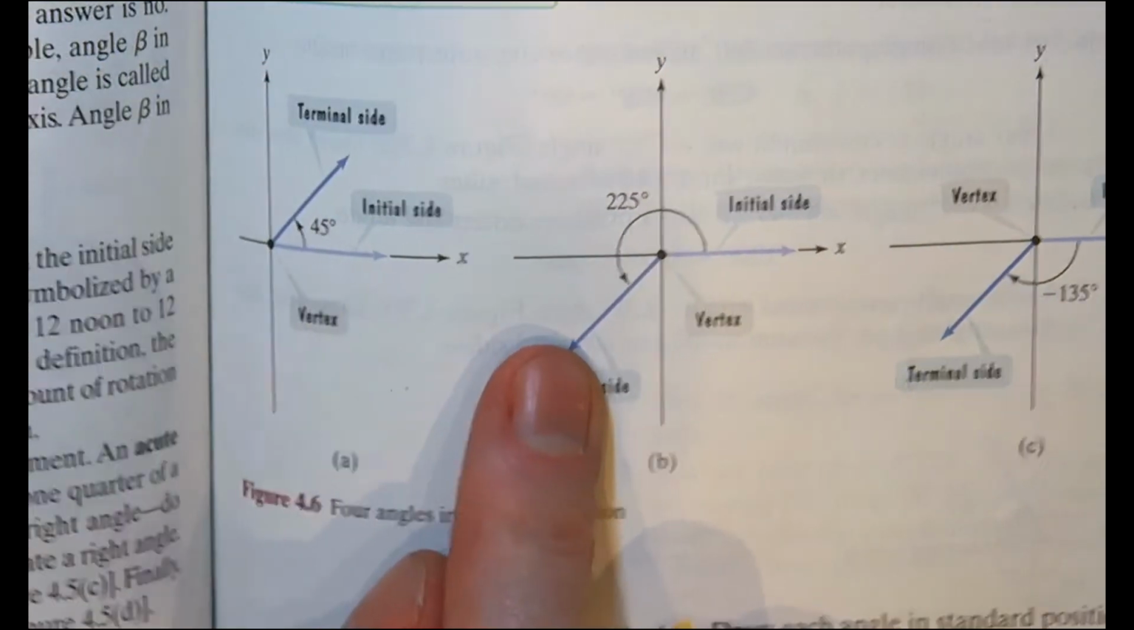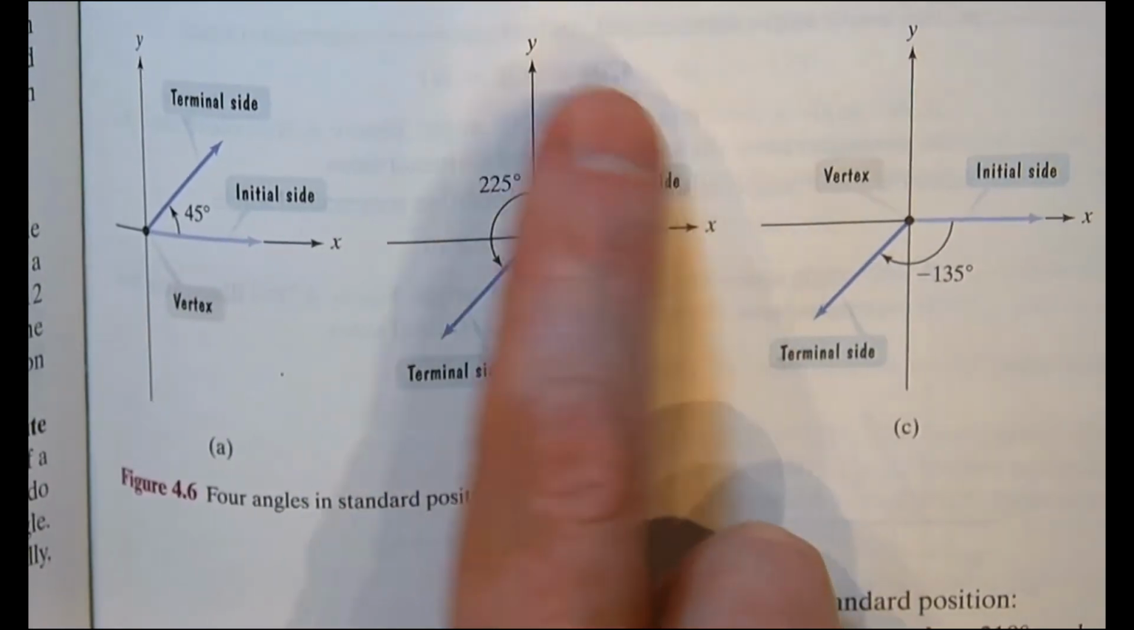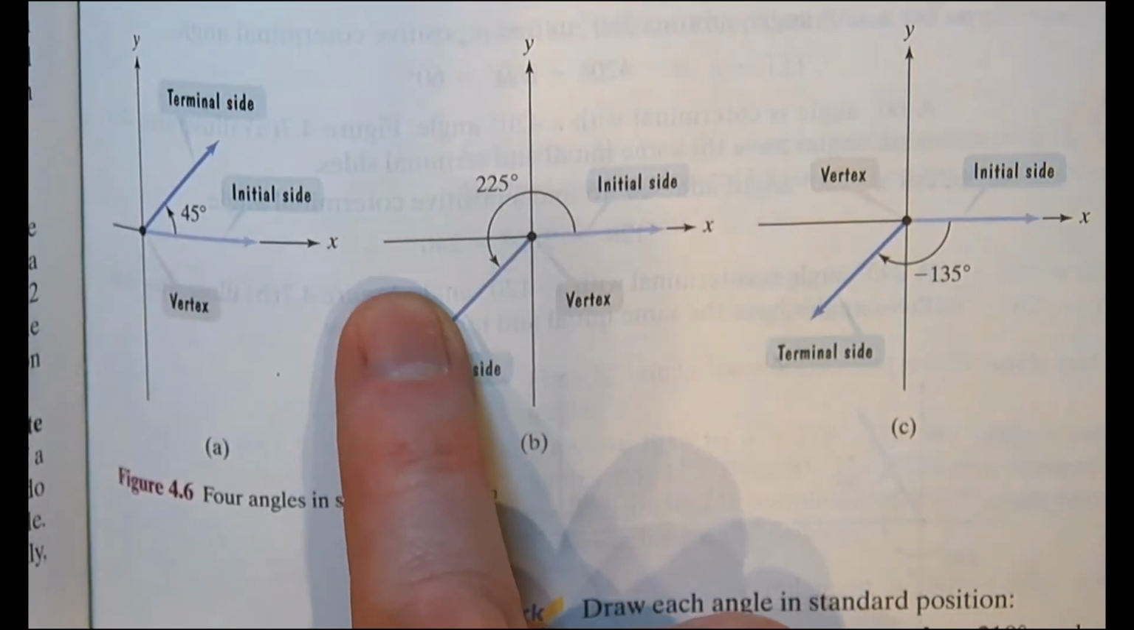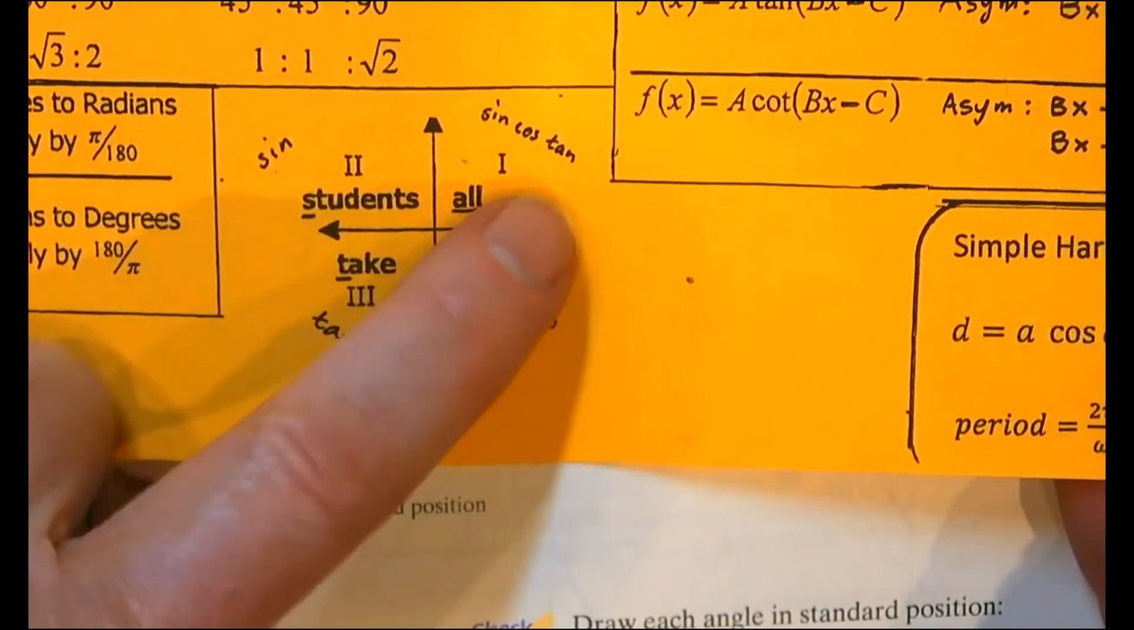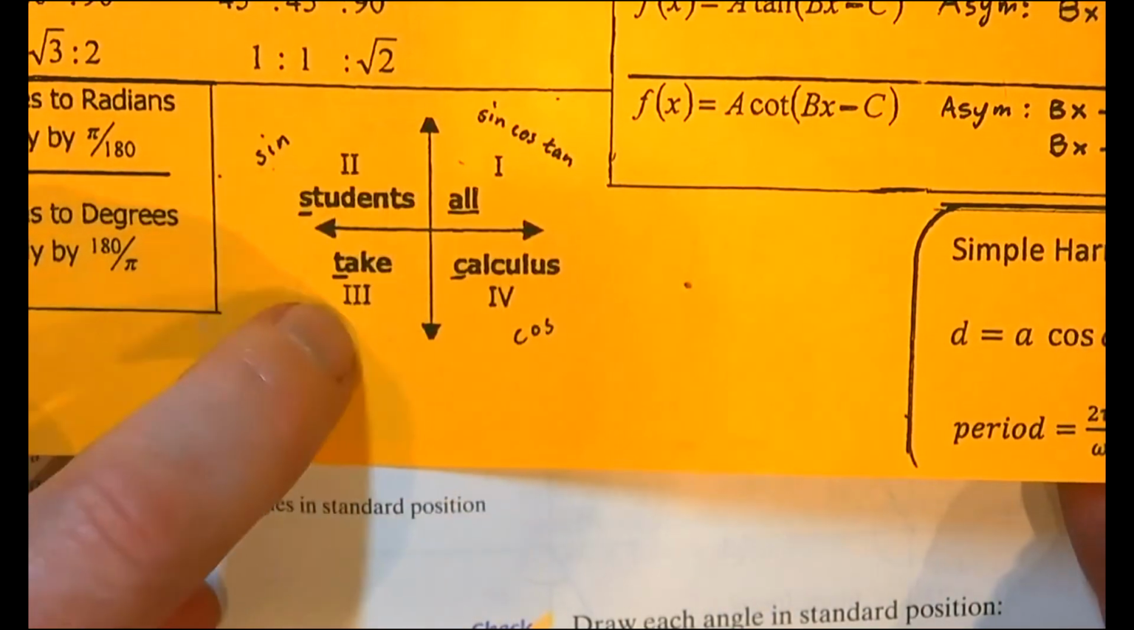Okay, so there's 225. You're in quadrant 1, 2, 3. Okay, if you forget the quadrants, it's on my amazing sheet. There's number 1 where you start, then 2, 3, and 4.